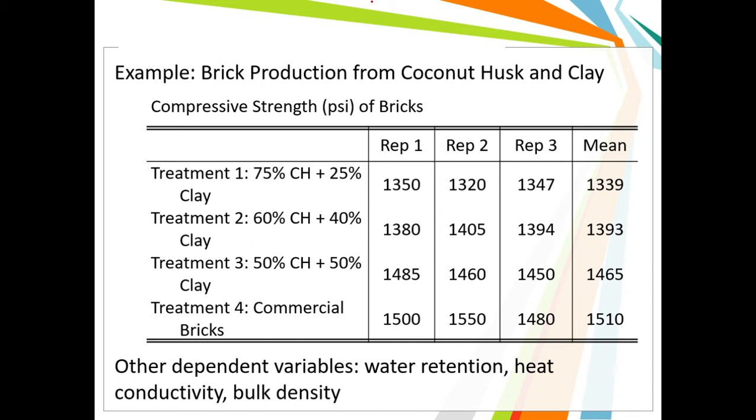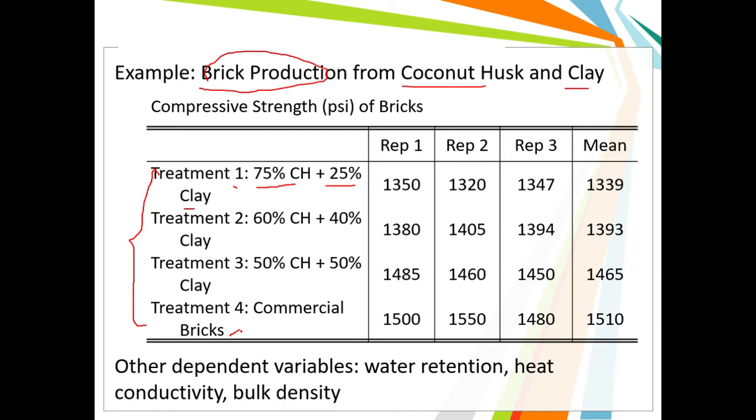Okay? So example, we have a study on the brick production. So magproproduce ng brick from coconut husk and clay. So in this case, yung ating independent variable are the treatments, and yung ating independent are the mixing ratio. Kasi if we read the treatments, no, ang treatment 1, 75% coconut husk, 25% clay. So mixing ratio ng coconut husk and clay. So ang treatment 1, 75-25, treatment 2, 60-40, treatment 3, 50-50, and treatment 4 is commercial bricks or 100% na clay. So yung ating independent variable is the mixing ratio, and specifically we have 4 treatments under the independent variable.